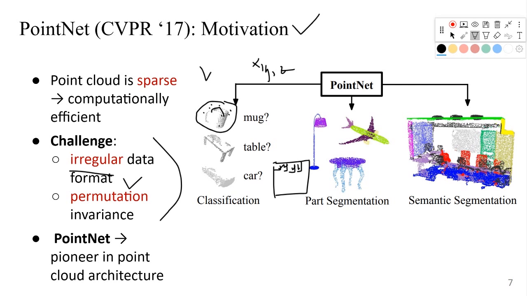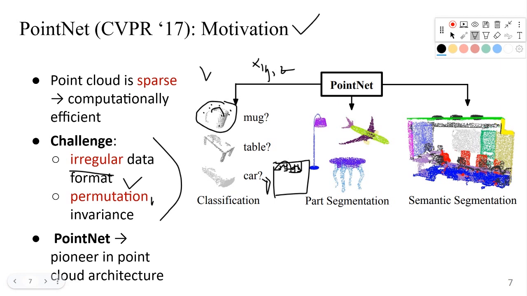The second challenge is permutation invariance. Let's go back to the image example. An image is permutation variant. It means that if we shuffle the order of the pixels, the output will be different. So if we apply a CNN, a convolutional neural network, and shuffle the pixel positions, the output of the CNN will also be different, right? So a CNN is by default also permutation variant.